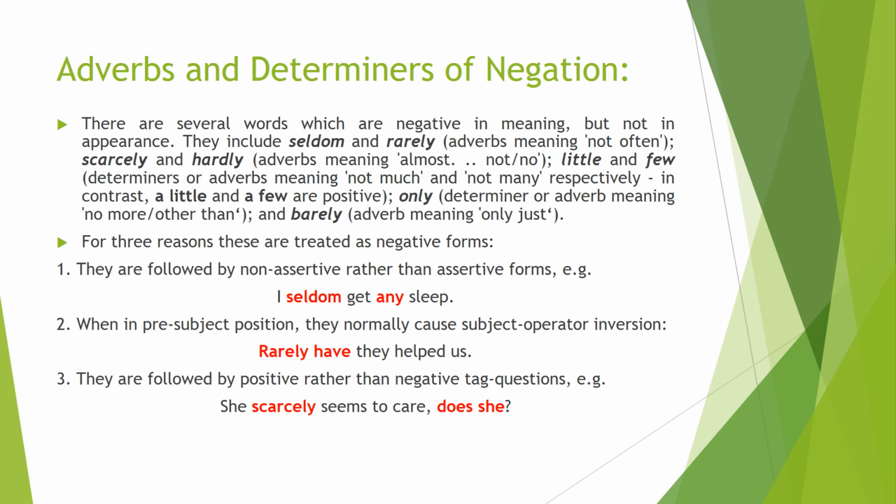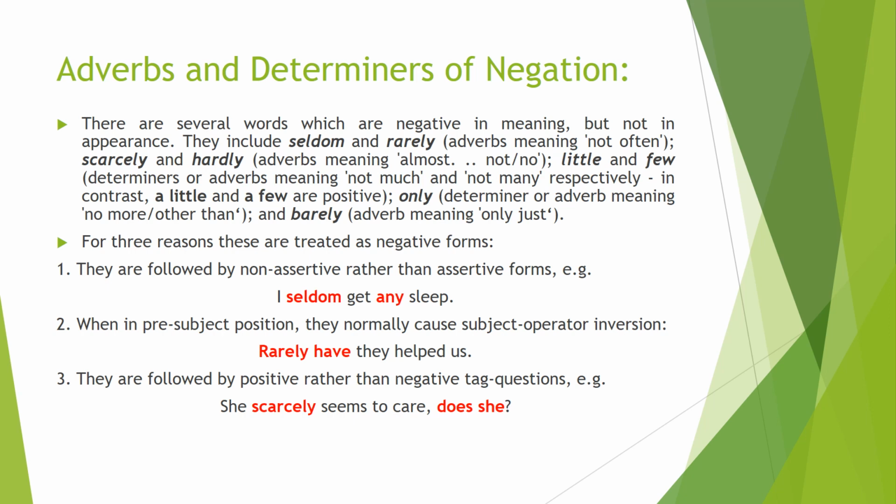Finally, there are some adverbs and determiners of negation. We are going to learn something about them here. There are several words in English which are negative in meaning but not in appearance. So in their form, they are not negative; they do not have no or not in their structure. But in their meaning, they are negative. So when we use them in a sentence, we deal with the sentence as if it is a negative sentence.